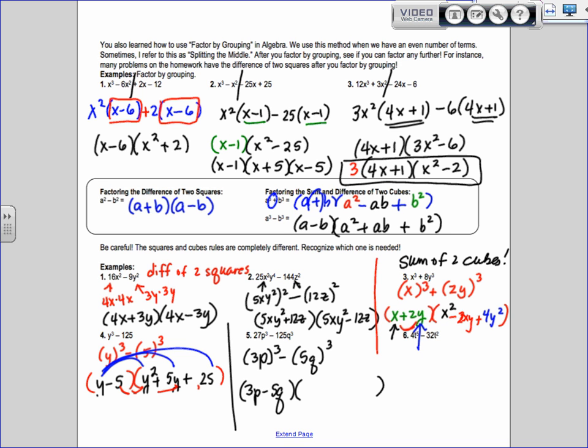All right, in the first spot right here, I'm taking the 3p and I'm squaring it. 3p times 3p is 9p squared. In the spot back here, I'm taking the 5q and I'm squaring it. So I have 25q squared. And then in the middle, I'm just multiplying these two things together. So 3p times 5q is 15pq. Guys, pay attention. My signs are same, opposite, always positive. So that's my answer.